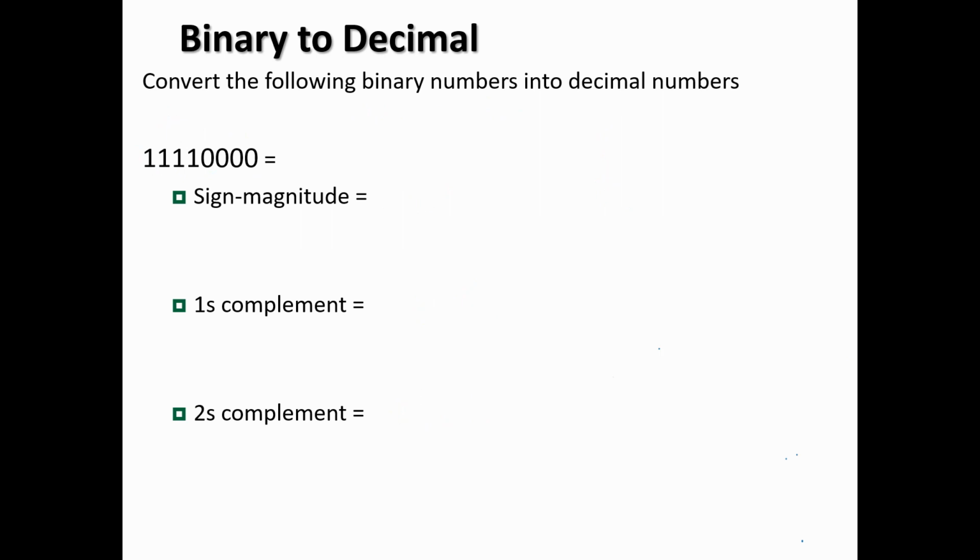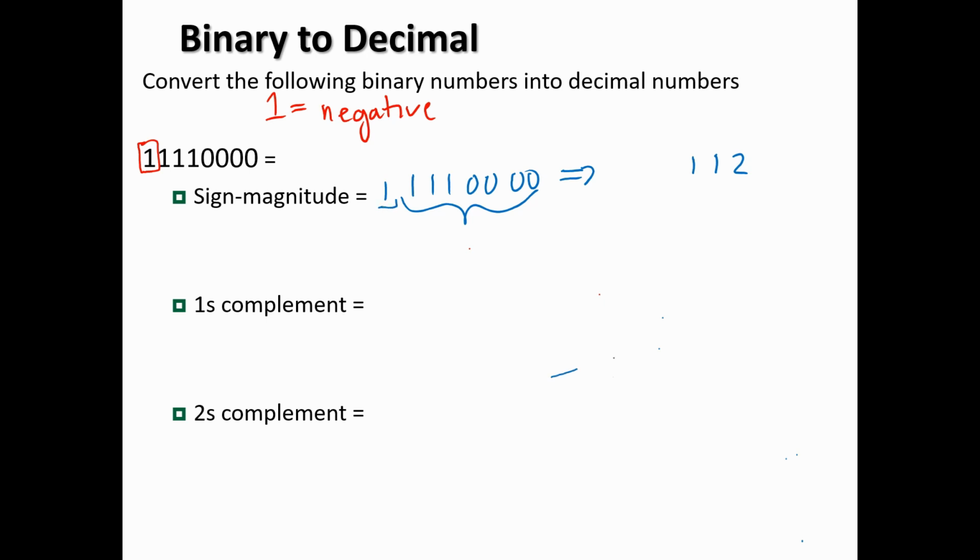What about this other example? If you notice, the first thing, again, is to look at the first bit, and that tells us that 1 is equal to a negative number. So now we have to convert. In the case of the sign and magnitude, we're just going to convert this, and we just saw it, that was a 112, and that's a 1, that's a negative, so negative 112.